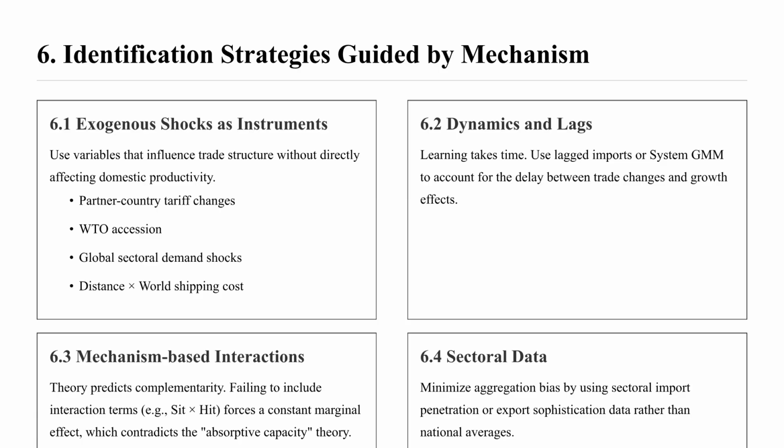Identification strategies should be mechanism-guided. They include using exogenous shocks as instruments, applying dynamics and lags to capture time effects, and using mechanism-based interaction terms to reflect complementarity. Sectoral data can also minimize aggregation bias.